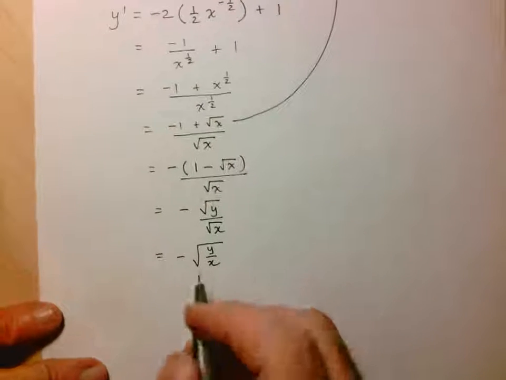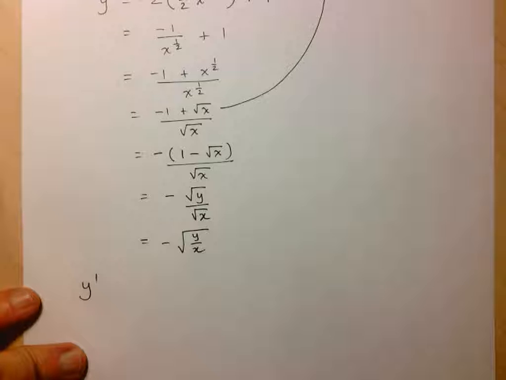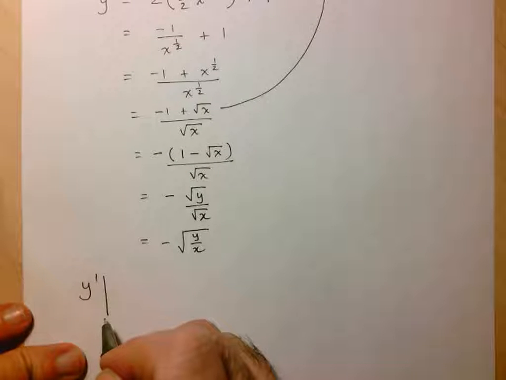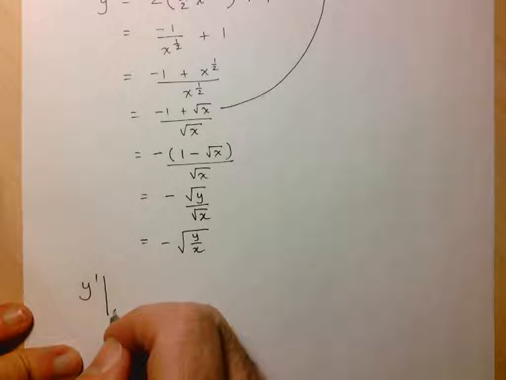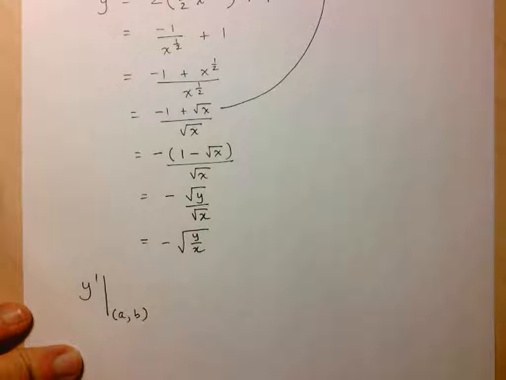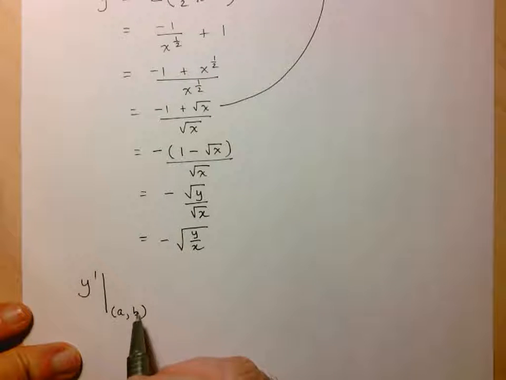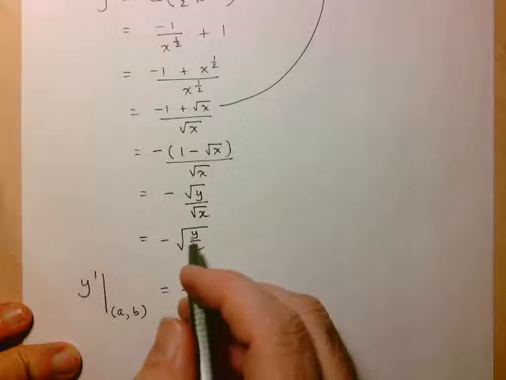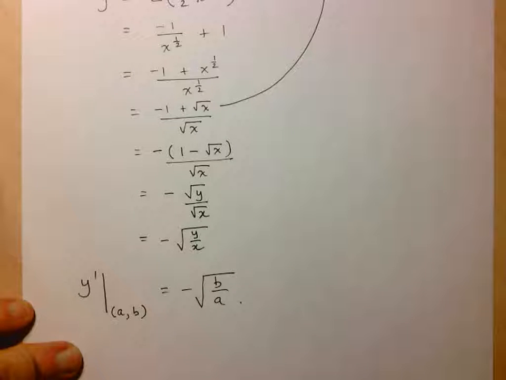If I want to find the derivative, there's a notation I think I've shown you once, and I'll bring it again: when you want to define a particular point, or even an x value, at which you're evaluating a derivative, I can just put it here that I'm evaluating it at the point (a, b). This means the derivative of y evaluated at the point (a, b). Now when I put that into my equation, I get negative square root of y over x, so negative square root of b over a. And there you have it.